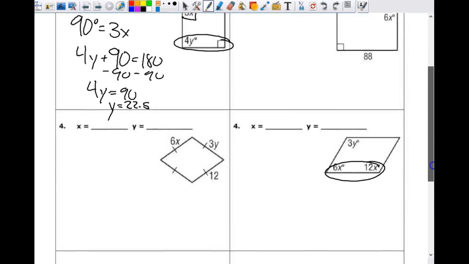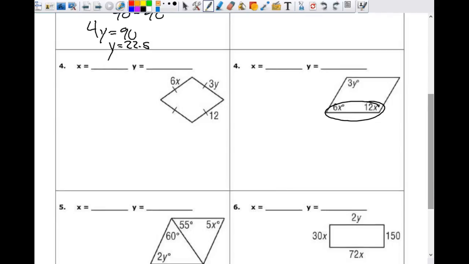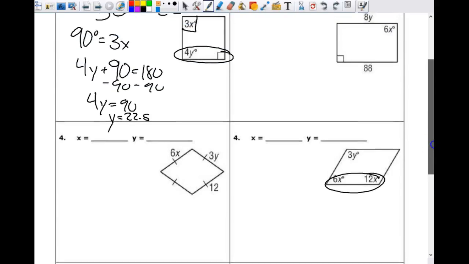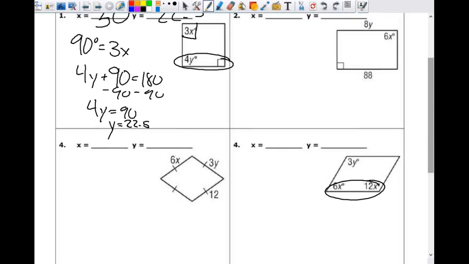Let's look at number 4. Number 4, you actually don't really need to know any properties to solve number 4. What do you see in number 4? There's 4 special markings, right? Those are the congruency ticks. Are any of those congruency ticks by a number without a variable? Where? 12. So if this is 12, this is 12. This is 12. This is 12. This is a rhombus, because they're all 12, whatever units, 12 inches, whatever it is.